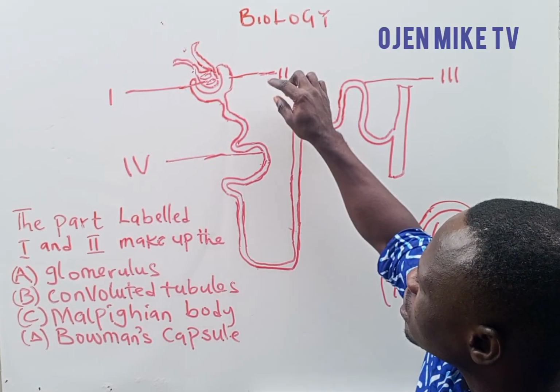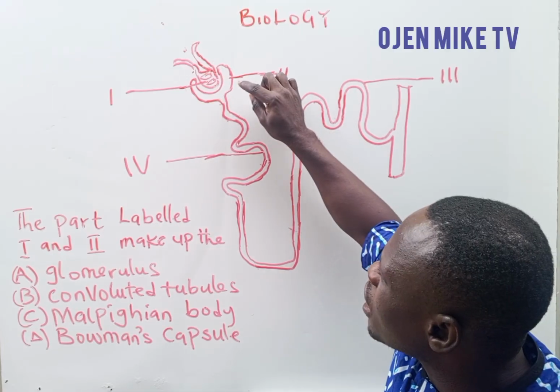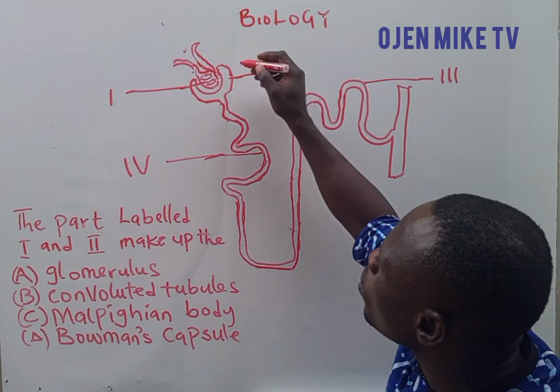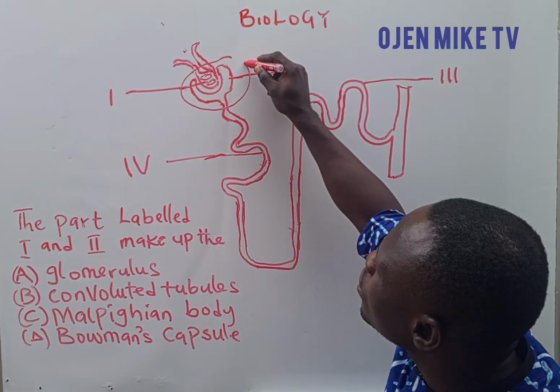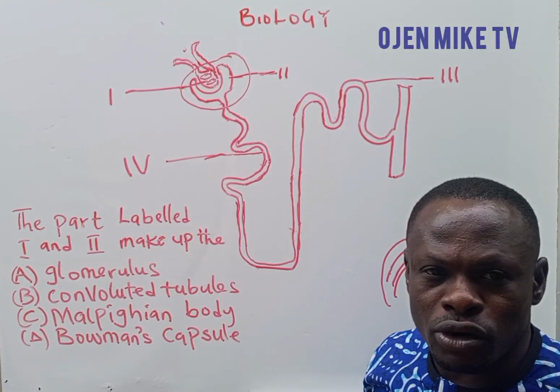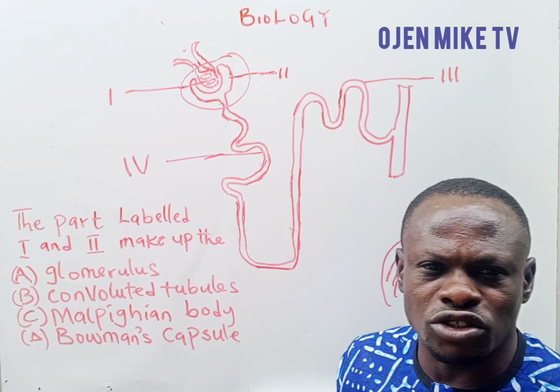Now we have looked at the glomerulus, we have looked at the Bowman capsule. The glomerulus and the Bowman capsule form what we call the Malpighian body. The whole of this place is called the Malpighian body, and the function of the Malpighian body is ultrafiltration.